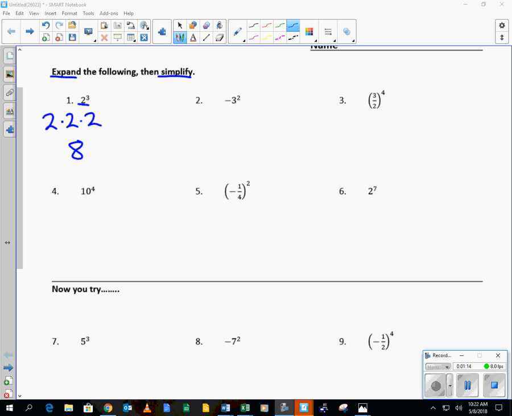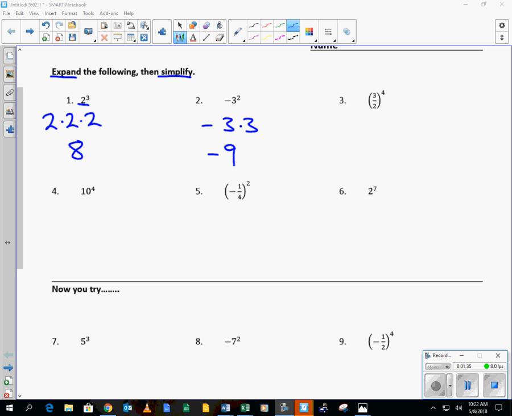Number 2 is a common problem for people to get incorrect. Some people want to write -3 times -3. But that is not correct because the negative is not being squared. It's not included. So it's 3 times 3, and you attach the negative out front. So 3 times 3 is 9, times the negative would be a -9.